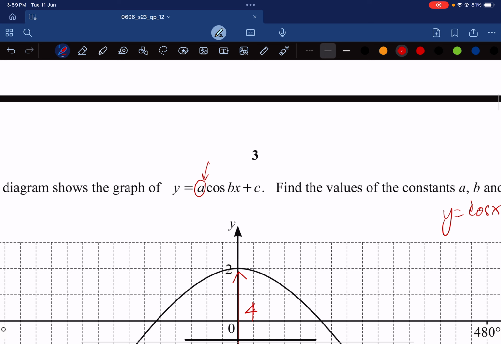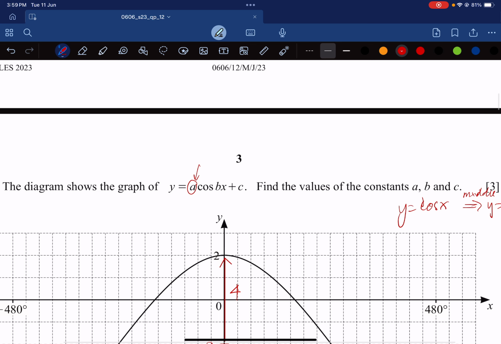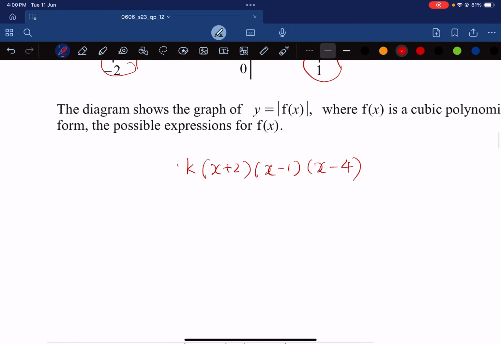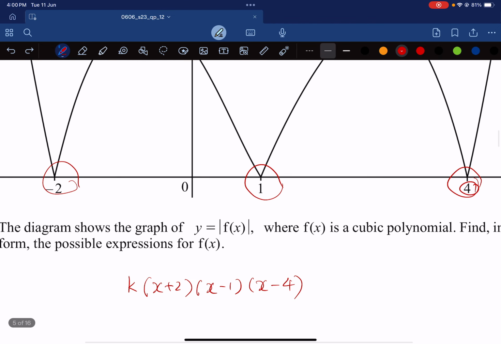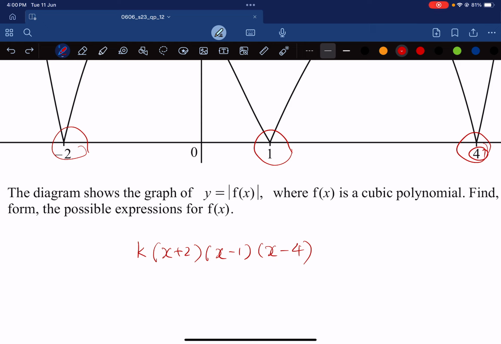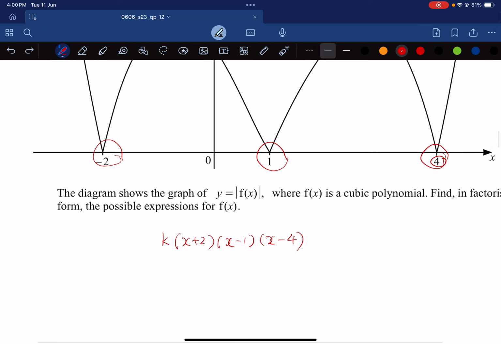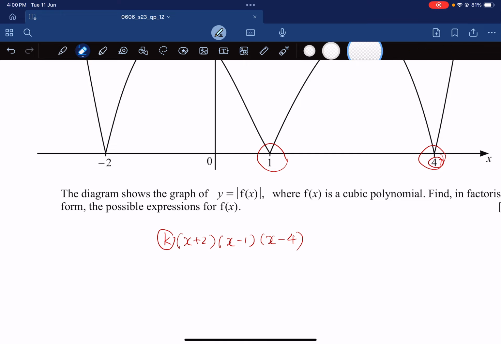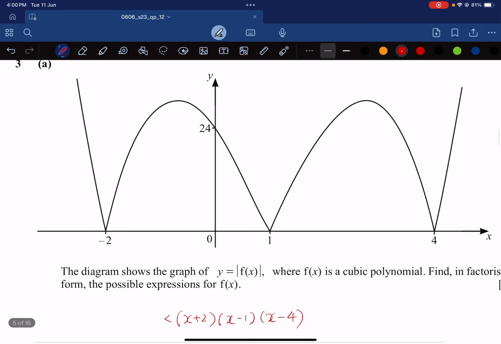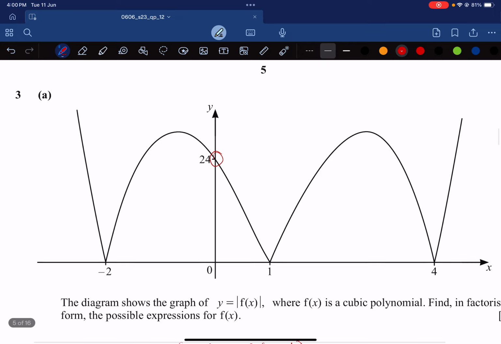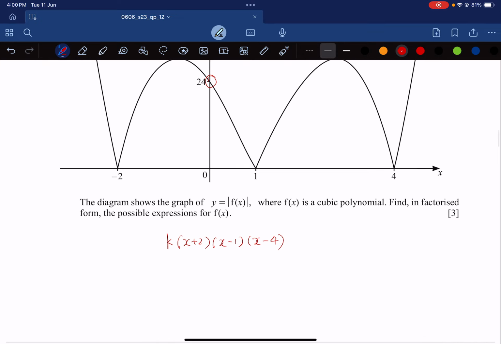The effect of this a is a vertical stretch. So the k here will also just vertically stretch this graph, the original graph without the k. But a vertical stretch won't change the x-intercept. Since it's stretched vertically, this k decides the y-intercept. So in order to find this k, we can use the y-intercept to find k.